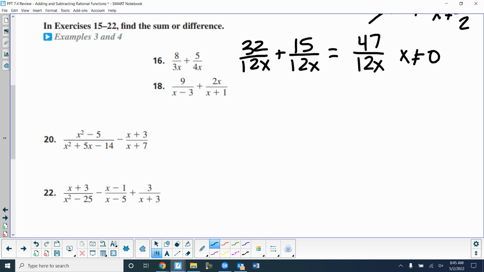You just write down the factors. So 3 is a factor, 4 is a factor, and x is a factor. Right? Now, if one of those was an x squared, I'd have to write x squared. Remember the higher exponent? If exponents show up. Okay? Can I factor either of 18's denominators? No. No. So I just write them both down. Right? So it's just x minus 3 and x plus 1.